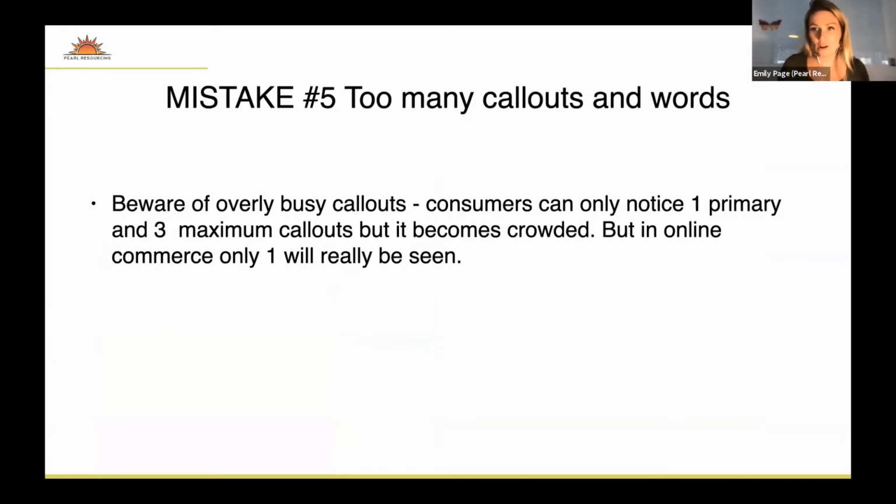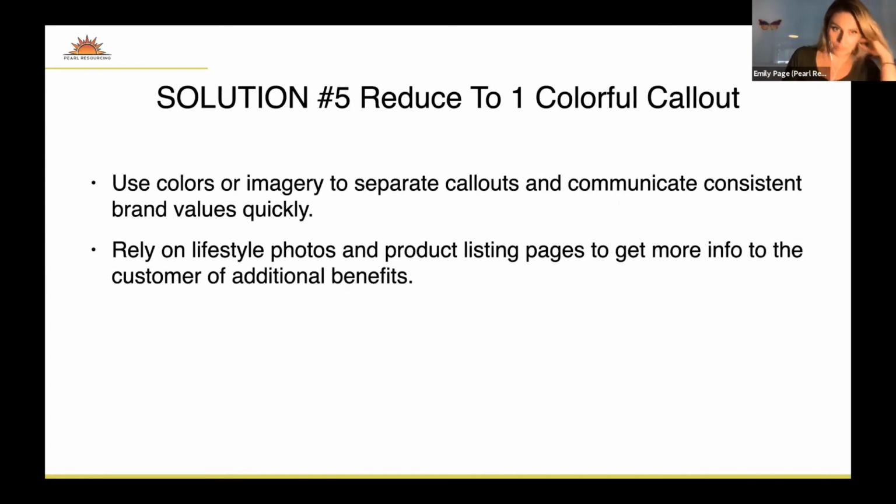So you want to rely on just a few primary callouts, maximum 3, that are important to the customer when they actually receive and unbox the product. But it's really only one primary callout that people will be able to read, like activated charcoal, non-fat. So you have to pick one and stick to it, and then use an accent color to make it stand out. And then rely on lifestyle photos in your product listing page to get more information to the customer. This is the advantage you have over in-store retailers, is that you have lots of places to share information about the product.